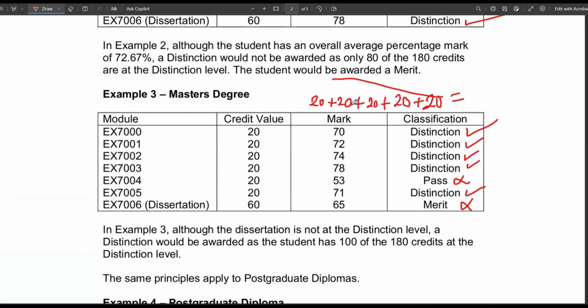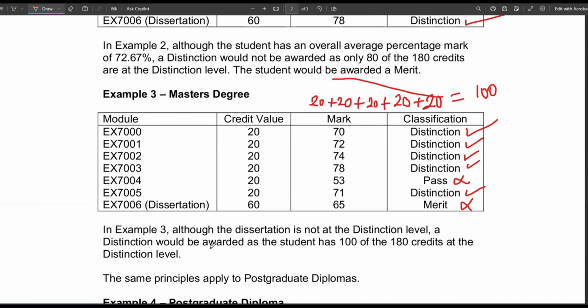So when you add all of this together, 20 plus 20 plus 20 plus 20 plus 20, that gives us 100. So automatically you can see that this person will be awarded a distinction, because the person is able to meet the required credit value of 100 to qualify for an award of distinction. So in example 3, although the dissertation is not at the distinction level, a distinction would be awarded as the student has 100 of the 180 credits at the distinction level.